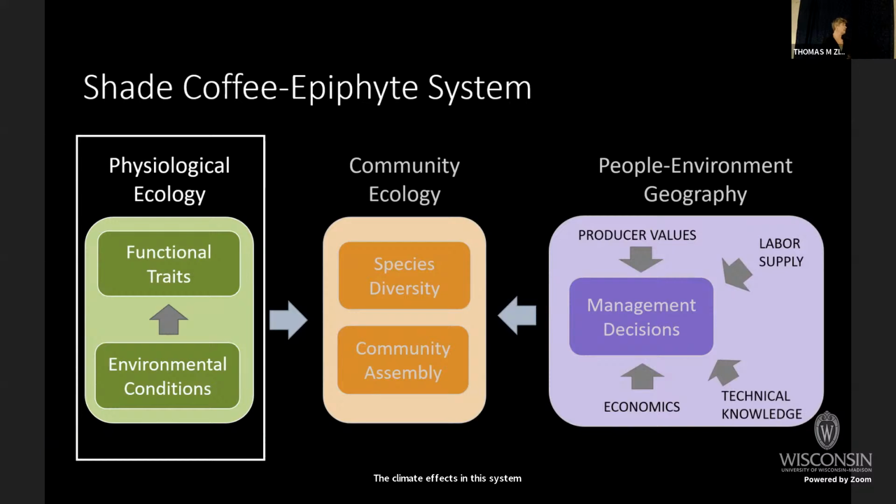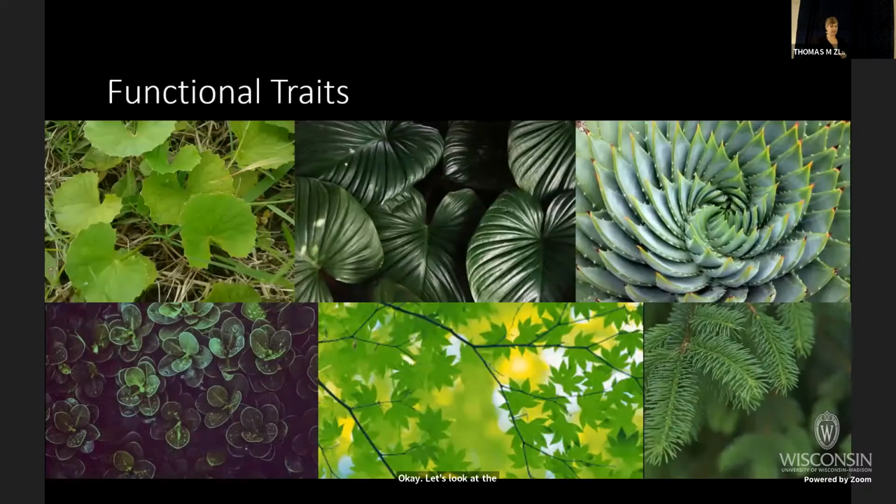Okay, let's look at the physiology of these plants and what that is telling us. So I do a lot of work with what we call functional traits. So you may have noticed that some plants look different from each other. Has anybody noticed that? Yeah, so these different plants have different characteristics, just like all of us have different characteristics from each other. Plants have traits as well.